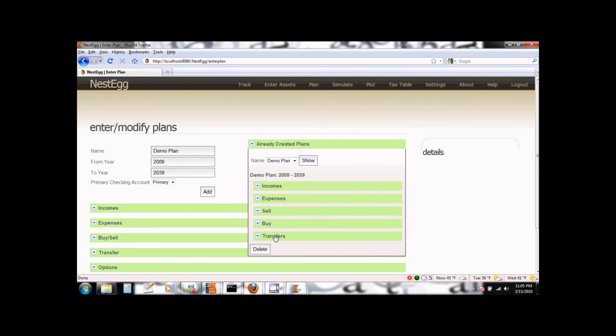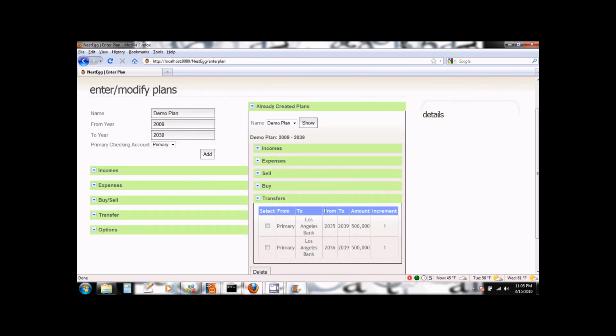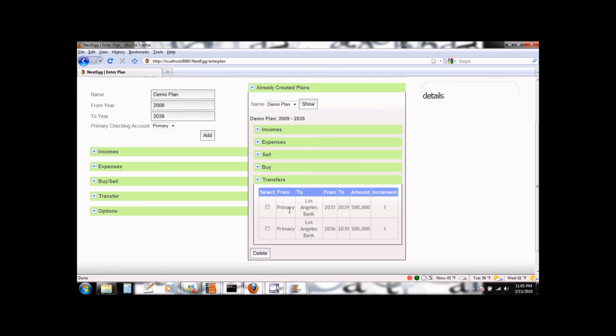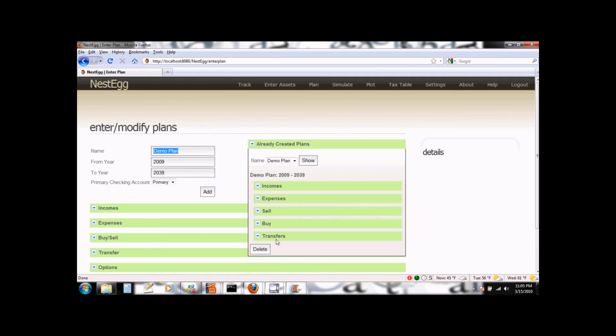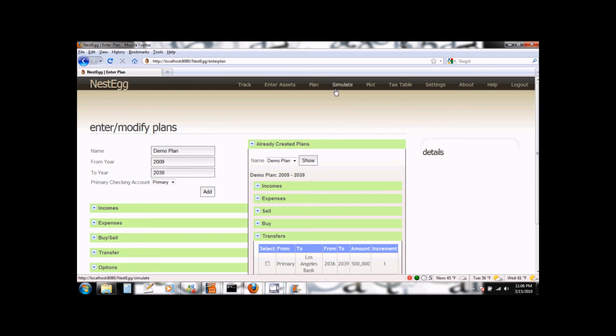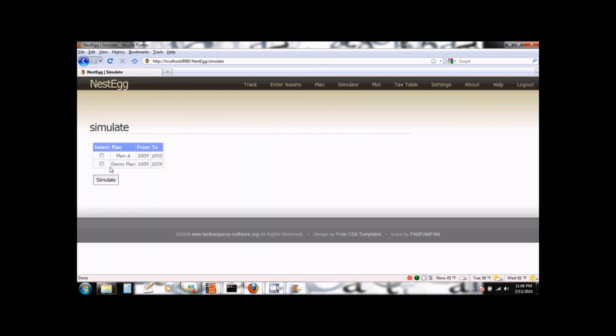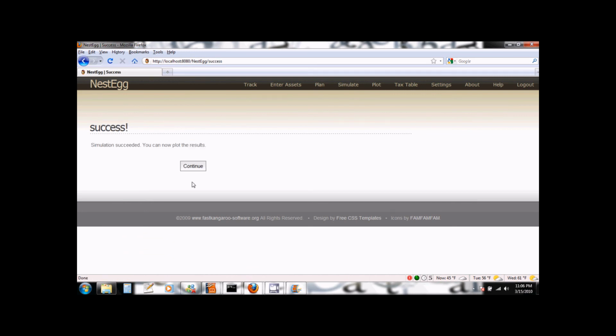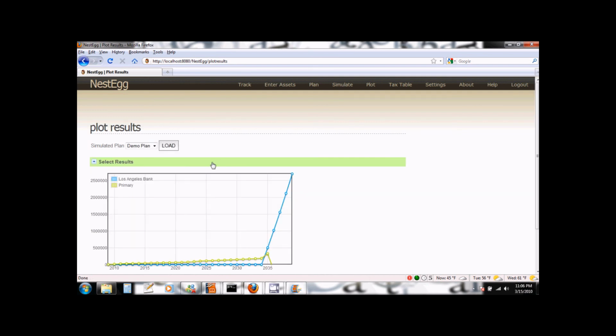In our plan, we look at our transfers, and we see that there are two transfers, the old one and the new one. So let us go ahead and delete the old one. We select it and click on delete, and now we just have the one transfer which is in the year 2036. So we go back to the simulate menu, we select our plan and click on simulate.